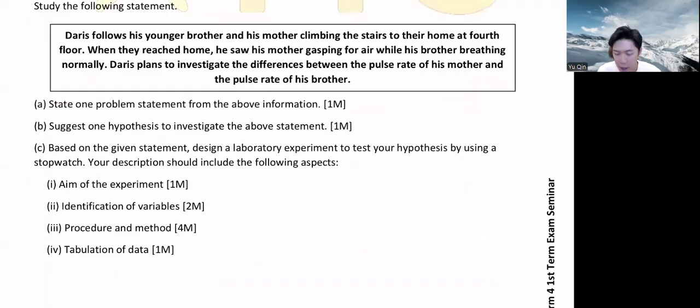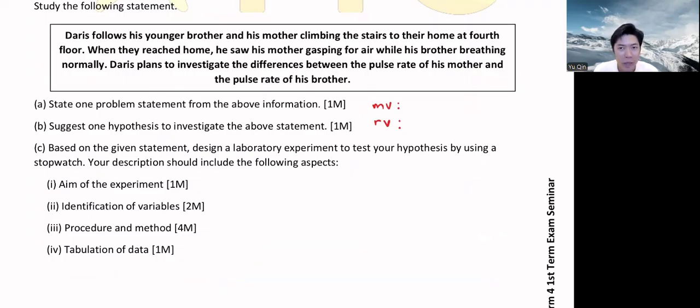Okay, so the next thing is, before you even start, you need to figure out your manipulated variable and your responding variable of the experiment, because that's like the soul, that's like the main thing of the whole experiment.